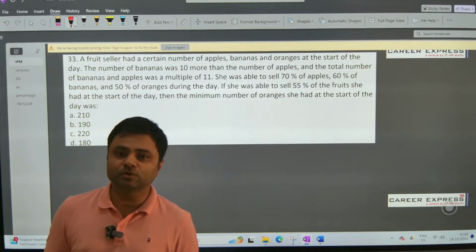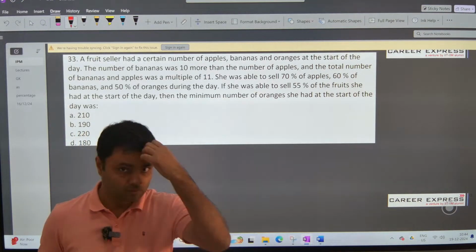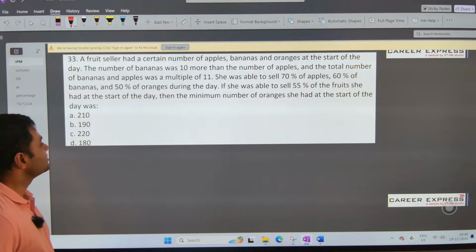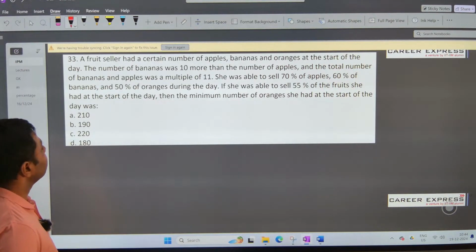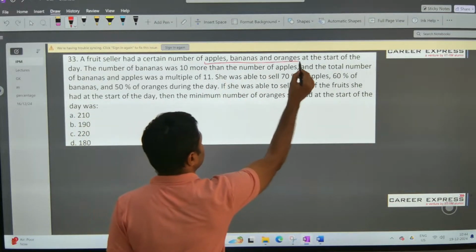This is a question from the IPMAT Indore paper, QA section 2024, and the question is based on percentages and simple equations. A fruit seller had a certain number of apples, bananas, and oranges. So there are three types of fruits involved.